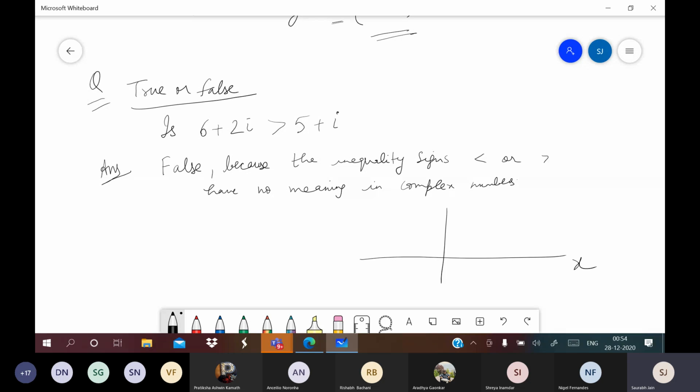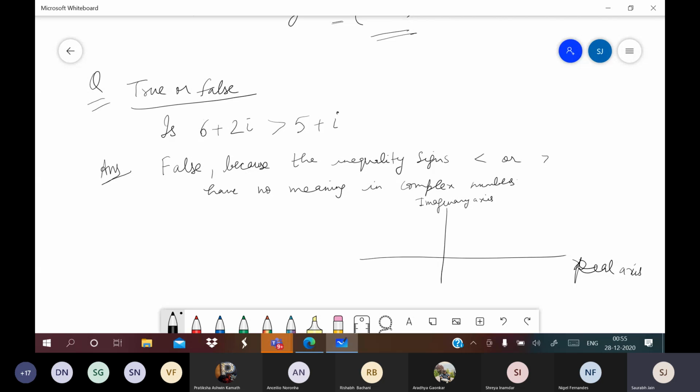For this, I will give the reason through the Argand plane. This is the real axis, this is the imaginary axis. Before that, if someone was thinking that 6 is greater than 5 and 2 is greater than 1, that means the real part of the left side is greater than the real part of the right hand side, and similarly the imaginary part is greater than the imaginary part of the right hand side, so definitely 6 plus 2 iota will be greater. That is absolutely wrong, because you are comparing here like you used to compare in real numbers.